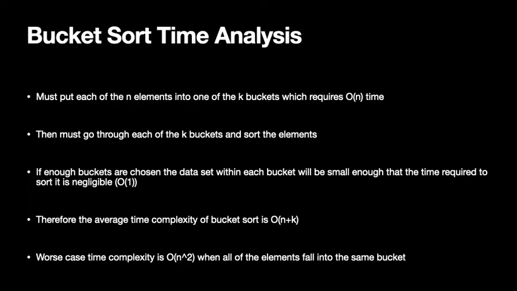For example, if there are enough buckets, each bucket may have a max of maybe 2 elements, and then even sorting methods such as selection sort would be able to do them in negligible amounts of time. Therefore, the average time complexity of bucket sort is O of n plus k. The worst case time complexity is O of n squared, which happens when all the elements fall into the same bucket. And this is due to non-uniformly distributed data sets.